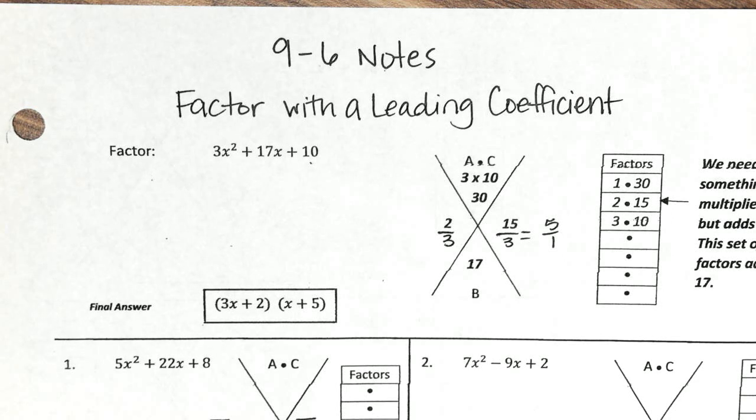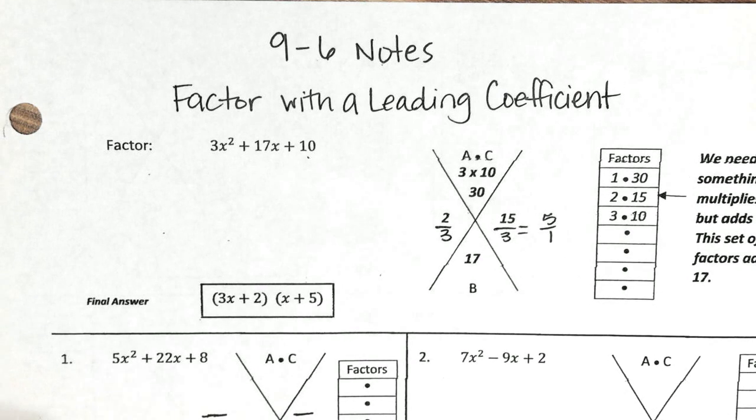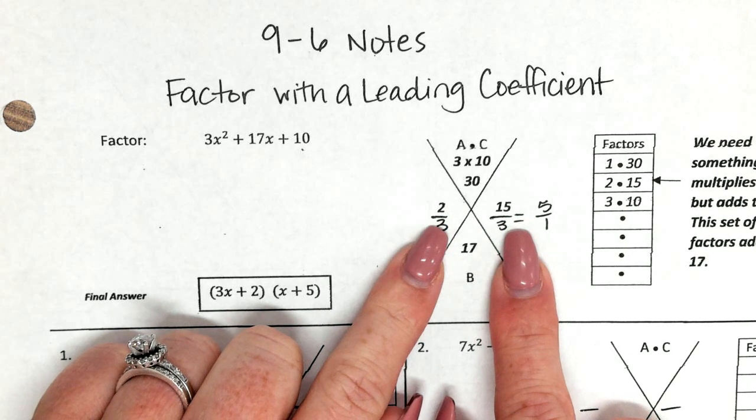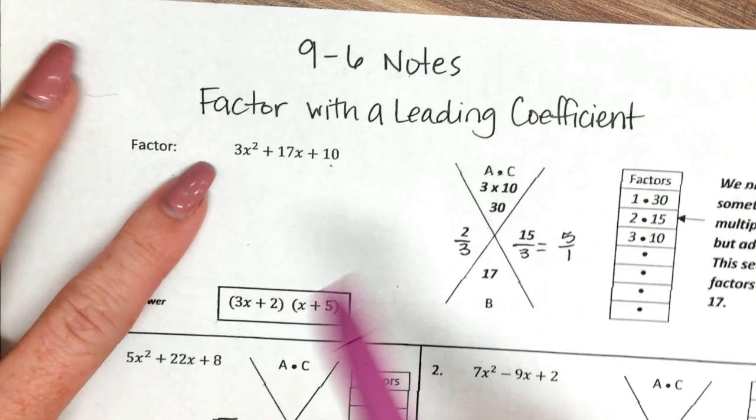Today we're going to do factoring, but we're going to add a leading coefficient. So the a will no longer be 1. We're going to follow the exact same steps, so nothing is really new, but we are going to have to really make those fractions in this step and simplify them if we can. So let's look at this first one.